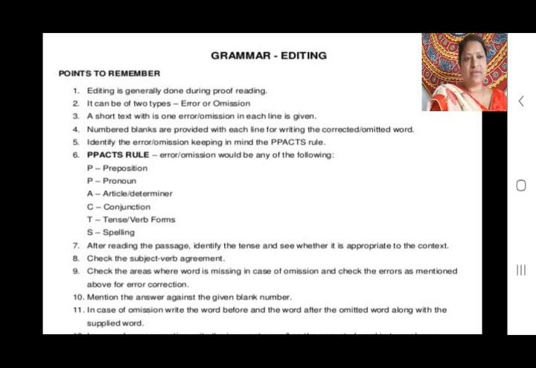Check the subject-verb agreement that I have told you. If a singular verb is written, the subject will also be singular. If the subject is plural, a plural verb will be used. Check the areas where a word is missing in case of omission, and check the error in case of error finding. Mention the answer against the given blank number. In each line there will be a mistake, and a blank will be given for you to write there. Sometimes the word before and after is written too. In case of omission, write the word before and the word after the omitted word along with the supplied word.